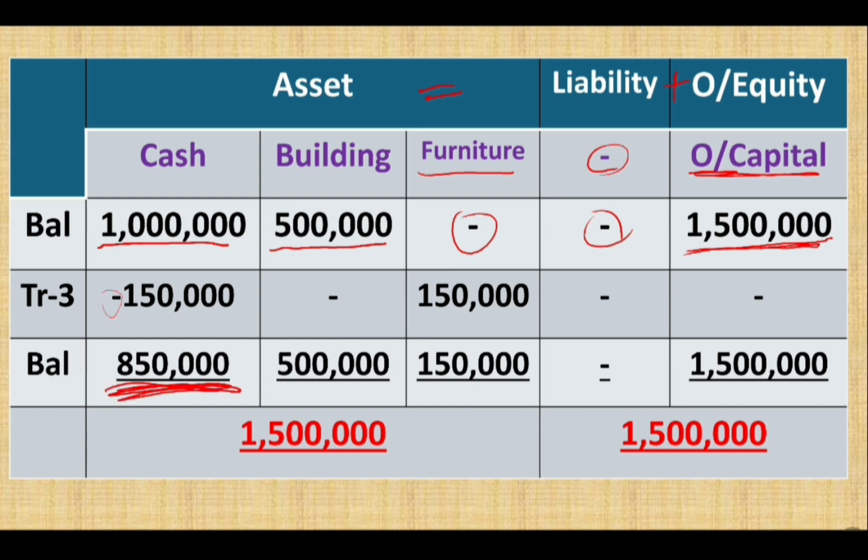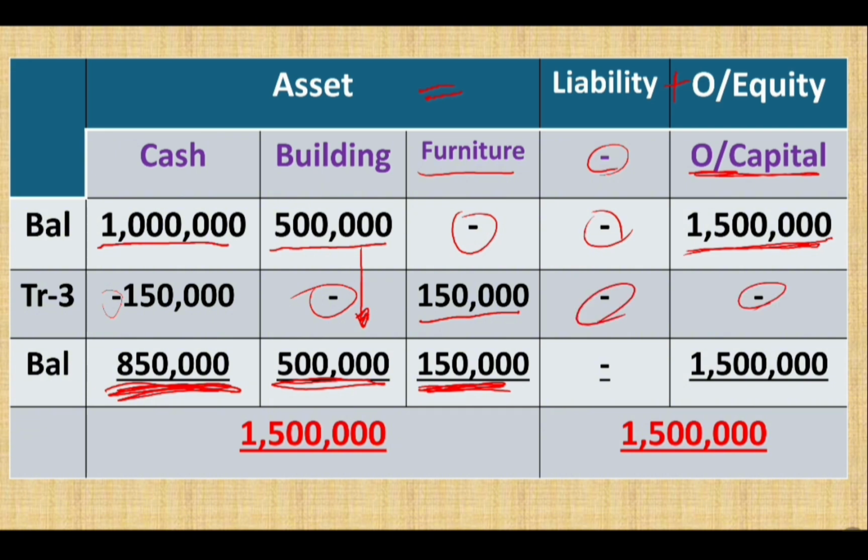During transaction 3, there was a purchase of furniture that has the value of 150,000. So we expect cash to decrease by this amount. Cash decreased by 150,000. Therefore, 1 million minus 150,000 will be 850,000. So 850,000 is the balance of cash after transaction 3. In transaction 3, there was no building, but there was furniture bought. Therefore, after transaction 3, the balance of furniture is 150,000 and the balance of building is 500,000.